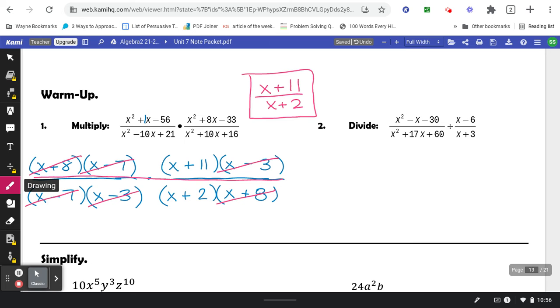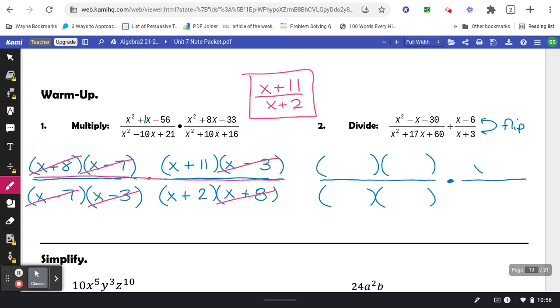For the second problem, since it's division, we want to make sure that we flip the second fraction and change this to a multiplication problem. Again, the second fraction, so the x plus 3 would go in the numerator, and the x minus 6 would go in the denominator. You could put parentheses around those if you like, just so it looks a little closer to the other ones.